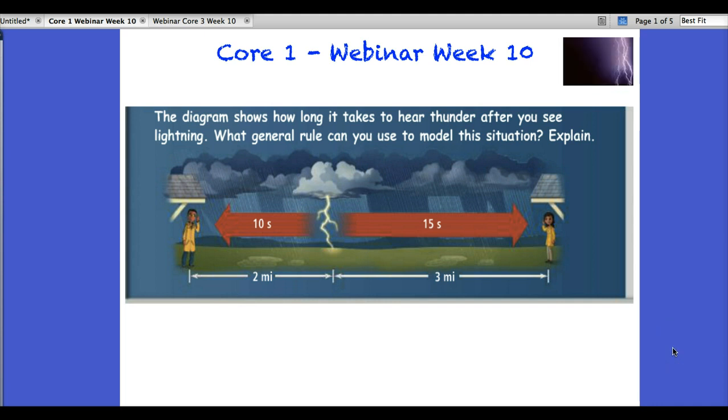But anyway, look at this little example. See where the lightning strikes. It tells how far away the person is on either side. So this girl, the lightning strikes, and then she hears the thunder 15 seconds later. And for the guy, the lightning strikes, and he hears it 10 seconds later. So let's think of a general rule to model this situation.